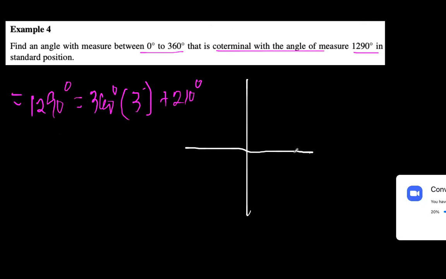Ayan, this is the initial position and this is the terminal position of the angle. So, ilang ikot yan? Tatlo. Tatlong ikot. Okay, ikot natin. 1, 2, 3. Tapos, ganito. Yung pang-apat na ikot, bitin. 210 degrees. So this is 1,290 degrees, okay?